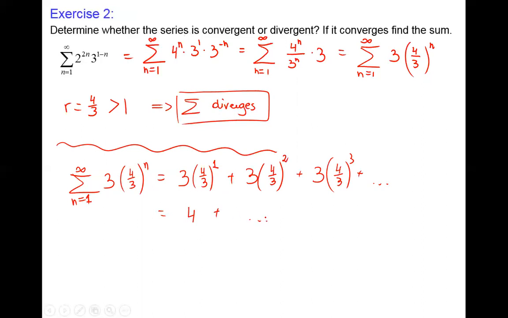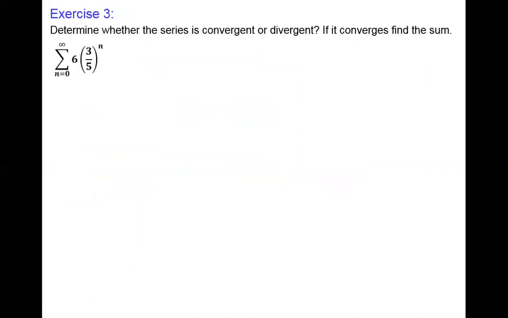Just in case we get convergence and we have to compute a sum. Please note that it's not really 3. We can simply expand, list the terms, and take the first number. That's the first step. Okay, exercise number 3.